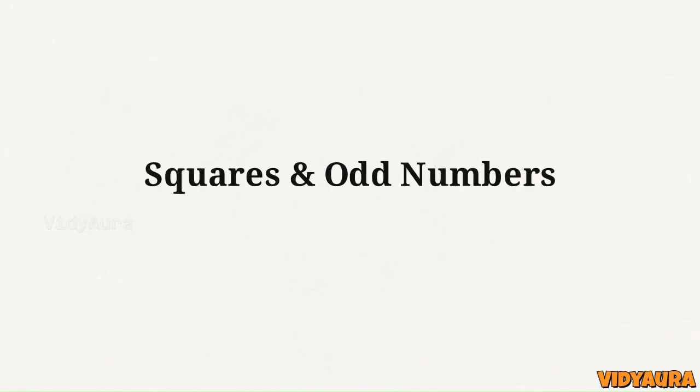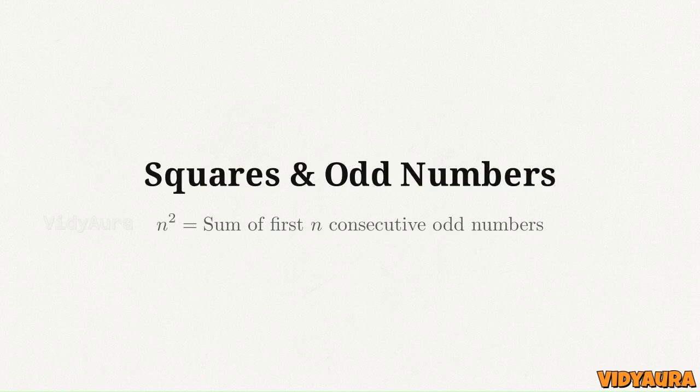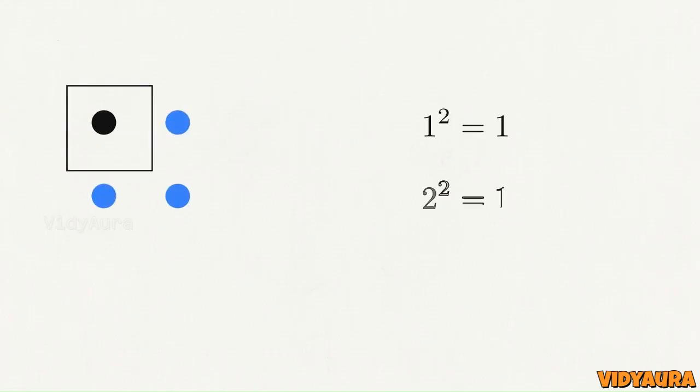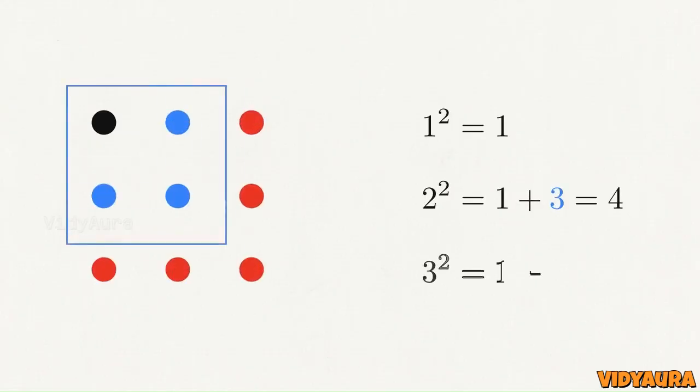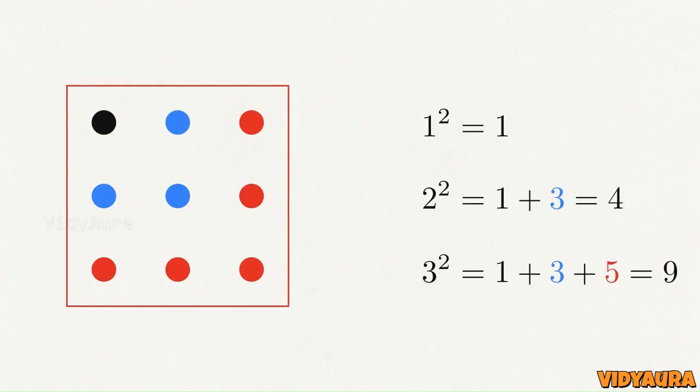Squares also hide a direct connection to odd numbers. The square of any number n is exactly equal to the sum of the first n consecutive odd numbers. 1 squared is 1. 2 squared is 1 plus 3. 3 squared is 1 plus 3 plus 5.